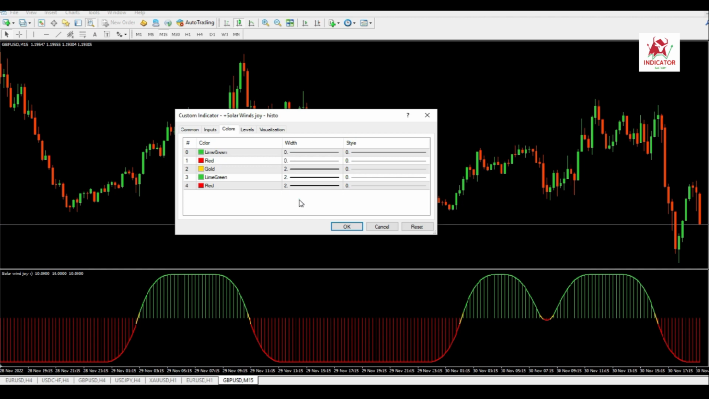The Solar Wind Joy indicator helps to let you know the strength of buyers and sellers. The red bars of the histogram indicate that the sellers are in control, while green bars of the histogram show that the bulls are in control.